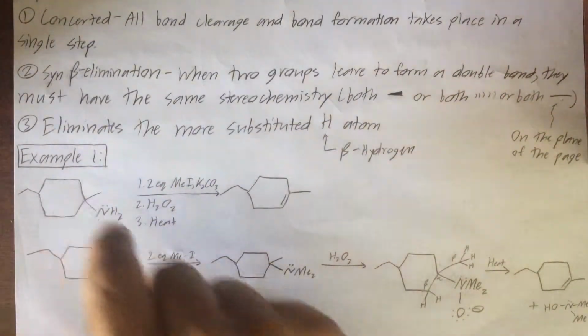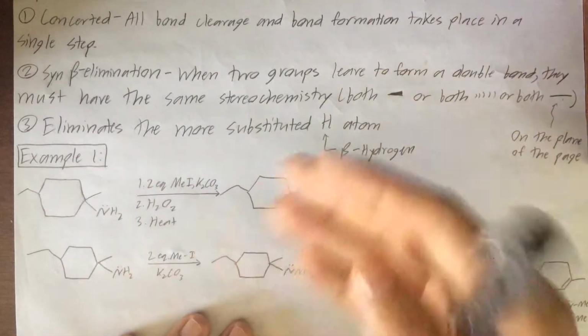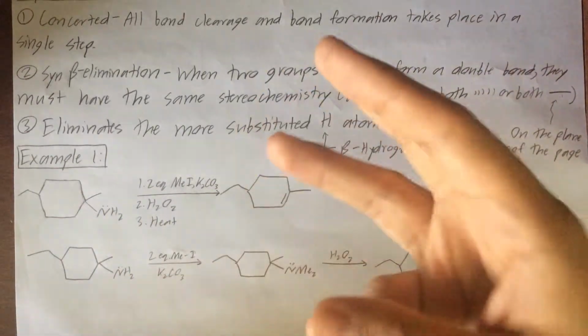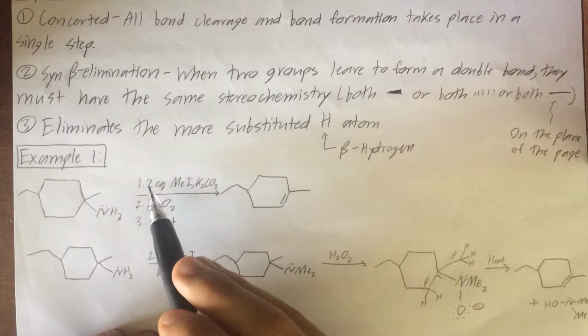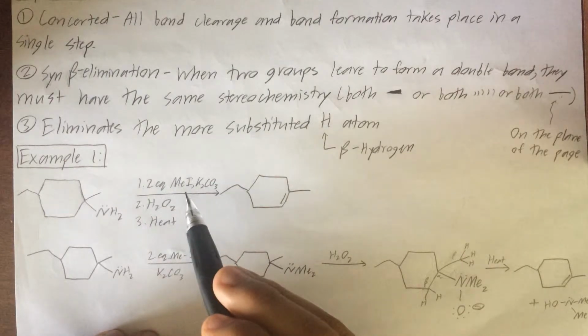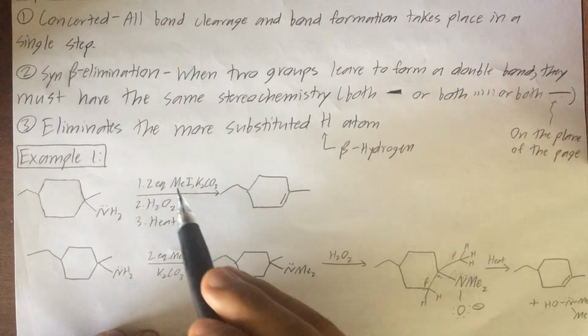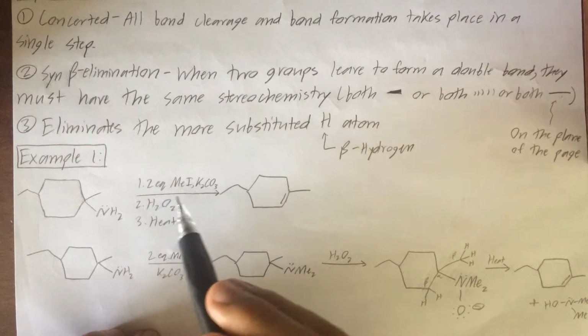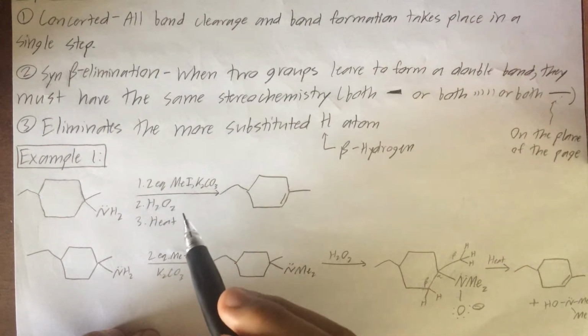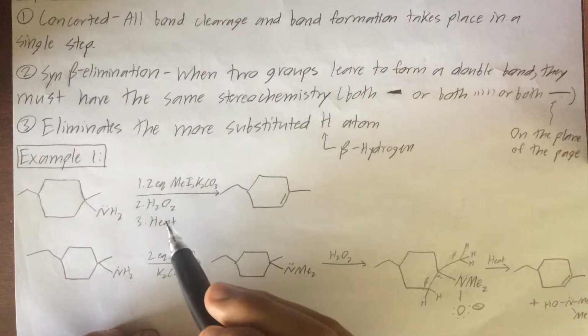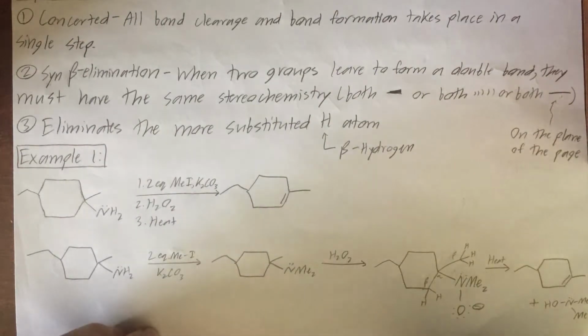So this is our starting material, this is our product, and the Cope elimination is divided into three steps. In the first step, you add two equivalents of methyl iodide, MeI, as well as K2CO3 to help with the addition of MeI. In the second step, you add hydrogen peroxide, H2O2. In the third step, you add heat and you form your product over here.